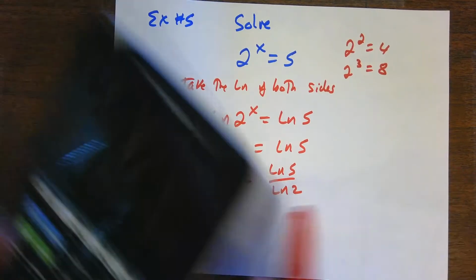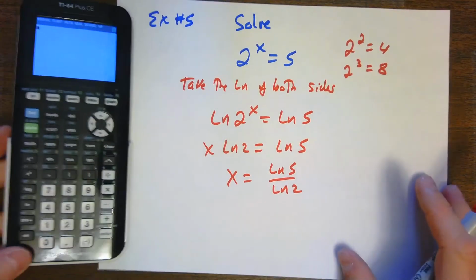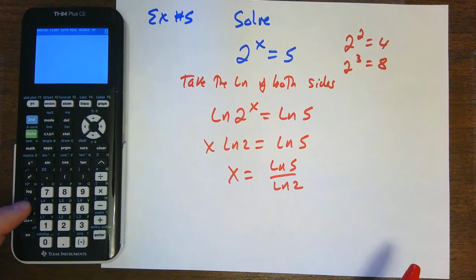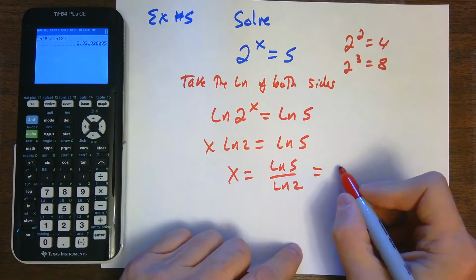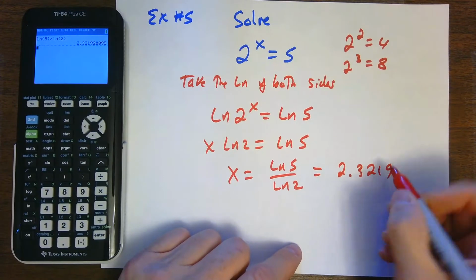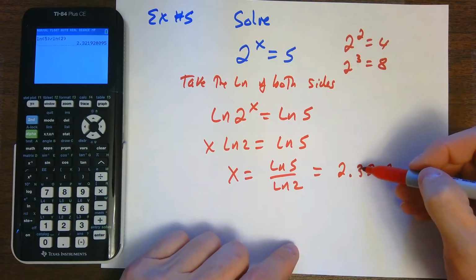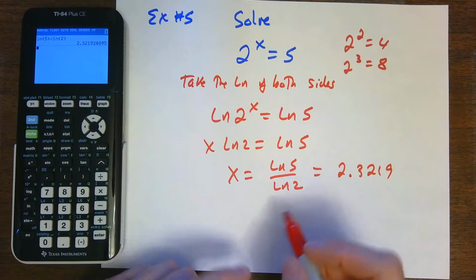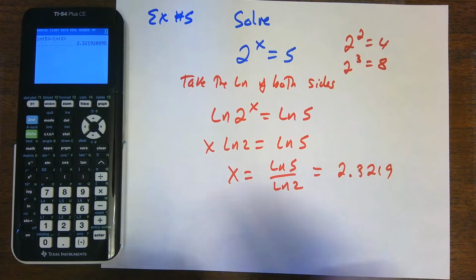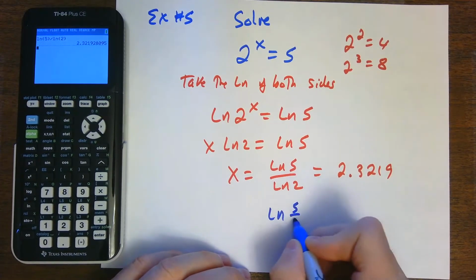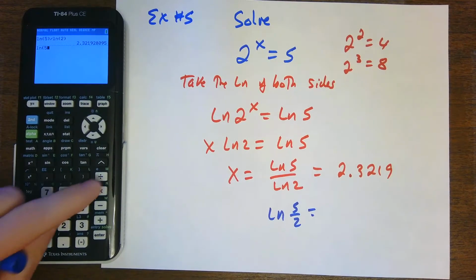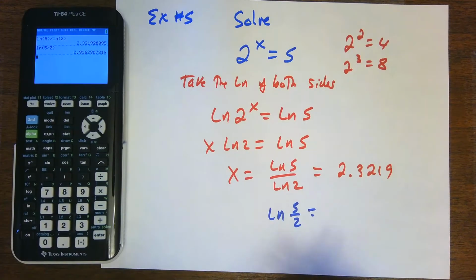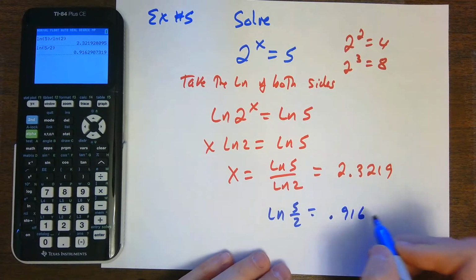Grab the calculator. And natural log of 5 divided by the natural log of 2, and I get 2.3219. Between 2 and 3, just like we thought. Now be careful, because this is not the same as the natural log of 5 over 2. That's something completely different. The natural log of 5 divided by 2 is 0.916.